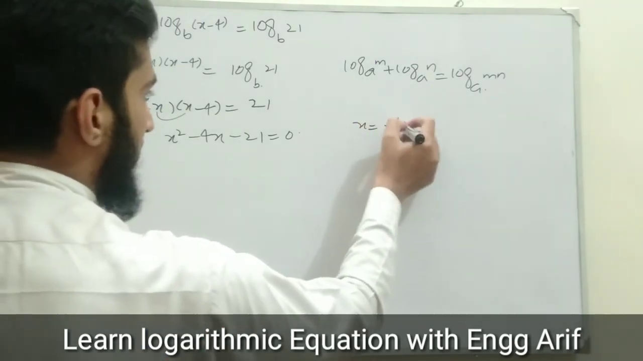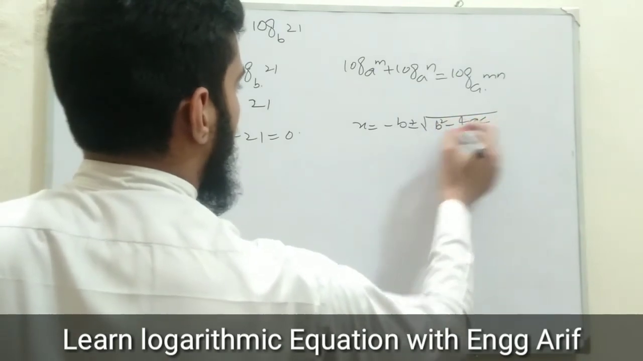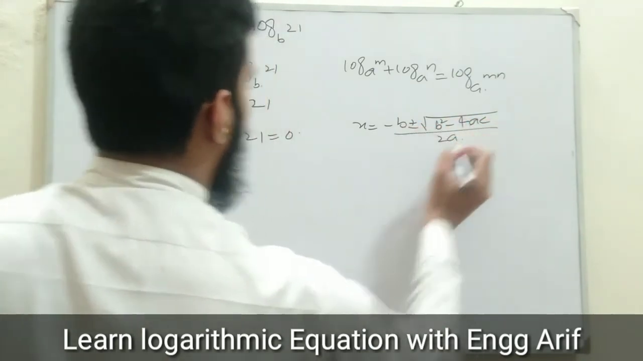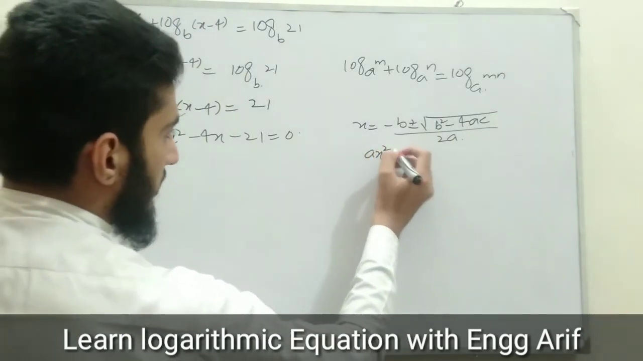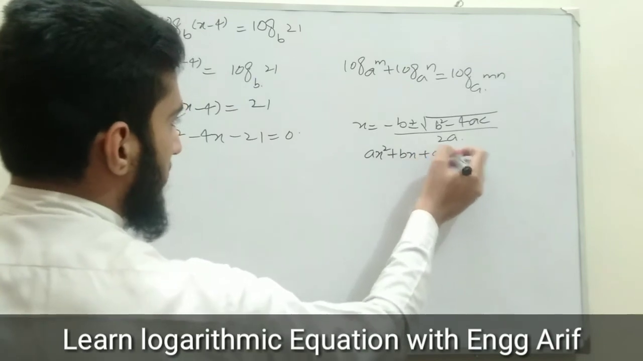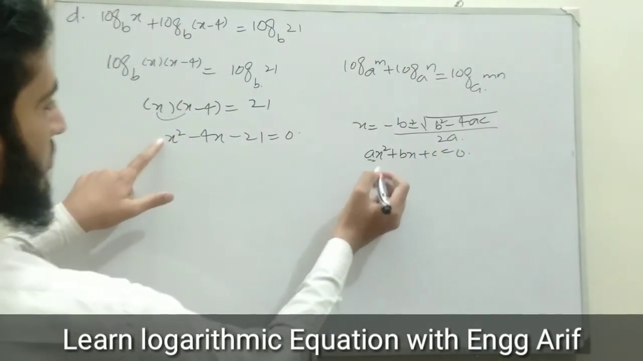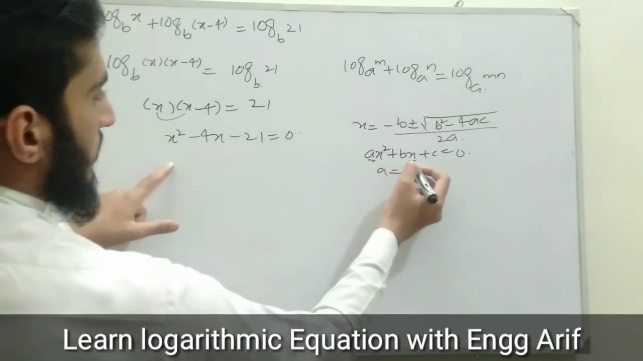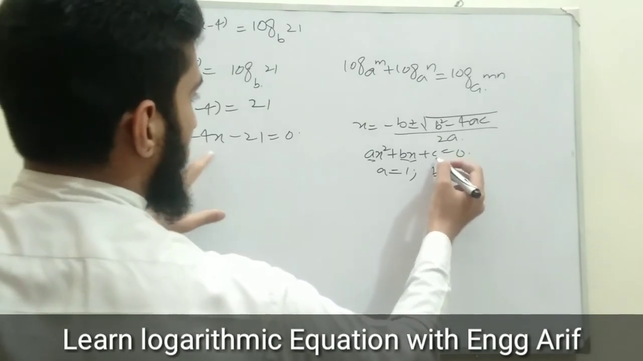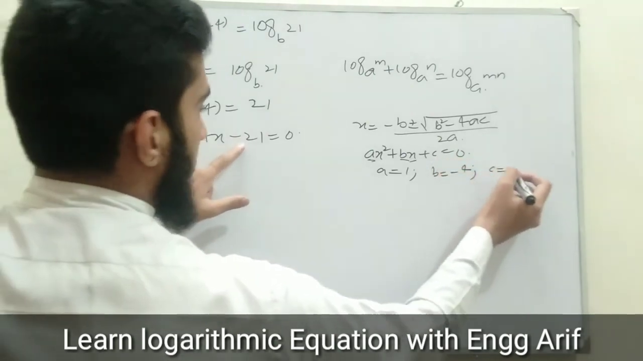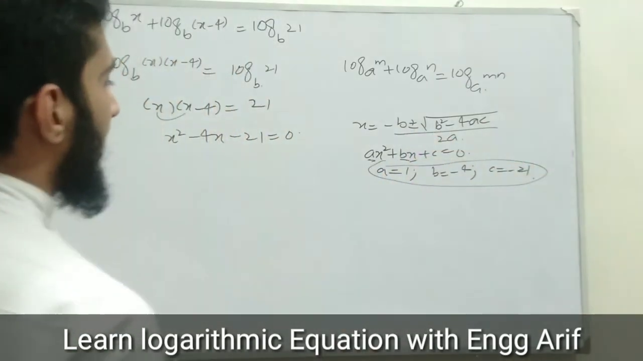x is equal to minus b plus minus under root of b square minus 4ac whole divided by 2a. Here the value of a is 1 if we compare it with the standard form of the quadratic equation, which is ax square plus bx plus c is equal to 0. This is the standard form. So the x square coefficient is a and here the coefficient is 1. So the value of a is 1. The x coefficient is b and here the coefficient is minus 4, so b is minus 4. C is the constant and here it is minus 21, so c is minus 21. Using these values in the quadratic equation, solve it for the value of x.